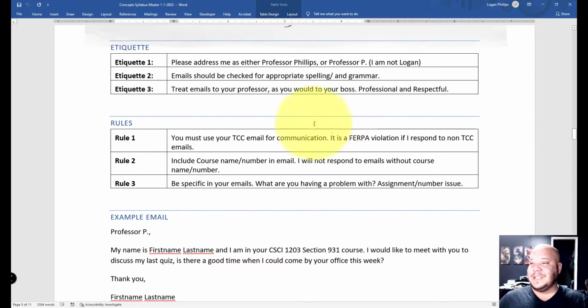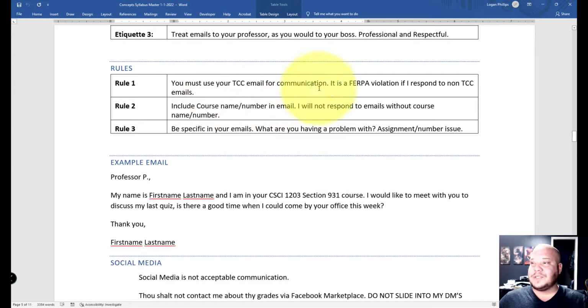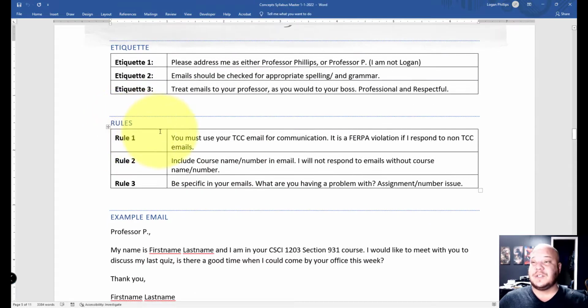All right, rules, use your TCC email, include, of course, rules for the email. I should clarify that. Rules for email. You must use your TCC email for communication. It's a FERPA violation. You must include your course name number in the email. So I have 250 plus students on any given semester, and I have students from previous semesters and students for upcoming semesters emailing me. I need to know where you're at so I can look your stuff up.